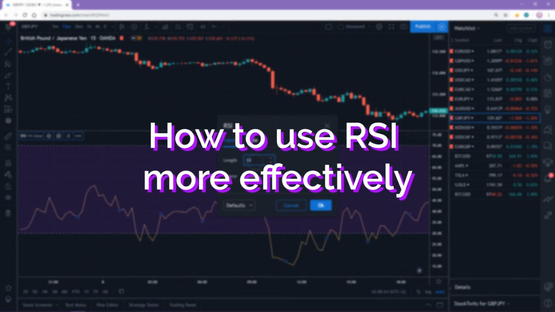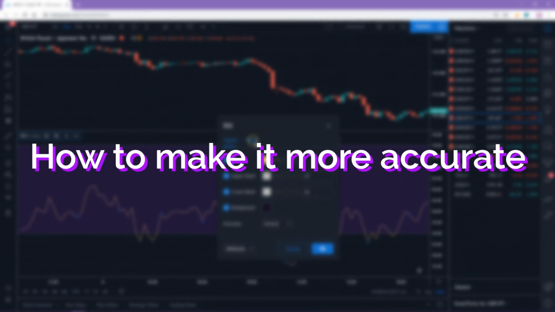Now you know how to use RSI more effectively and how to make it more accurate.